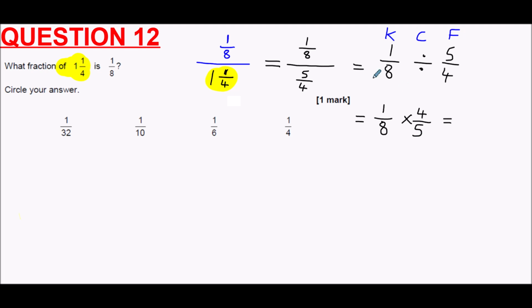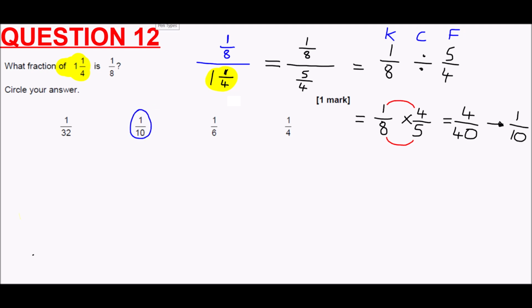Now when we multiply fractions, we just multiply the tops together and multiply the bottoms together. So 1 times 4 is 4, 8 times 5 is 40, and then simplify it down if we can, which we can. 4/40 will simplify down to 1/10, because we can divide both the top and the bottom by 4. And so this answer here would be 1/10, so that's all we need to circle.